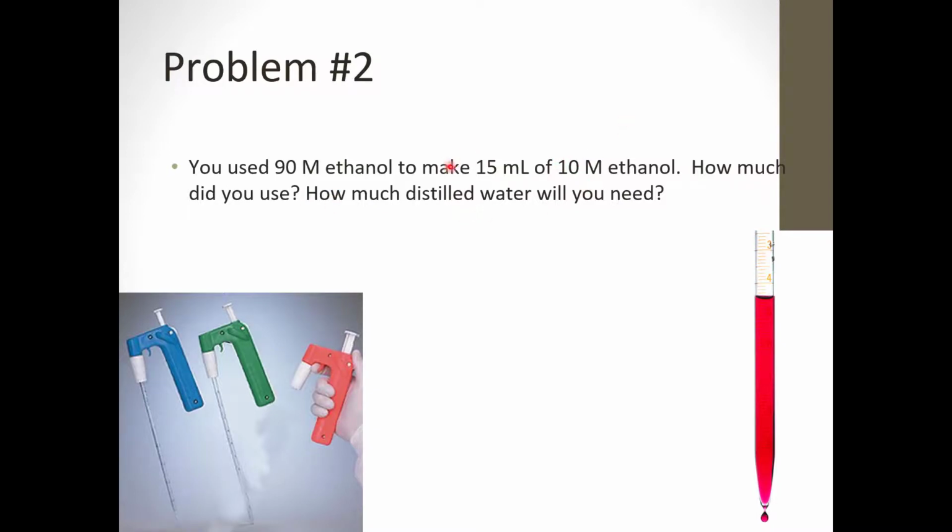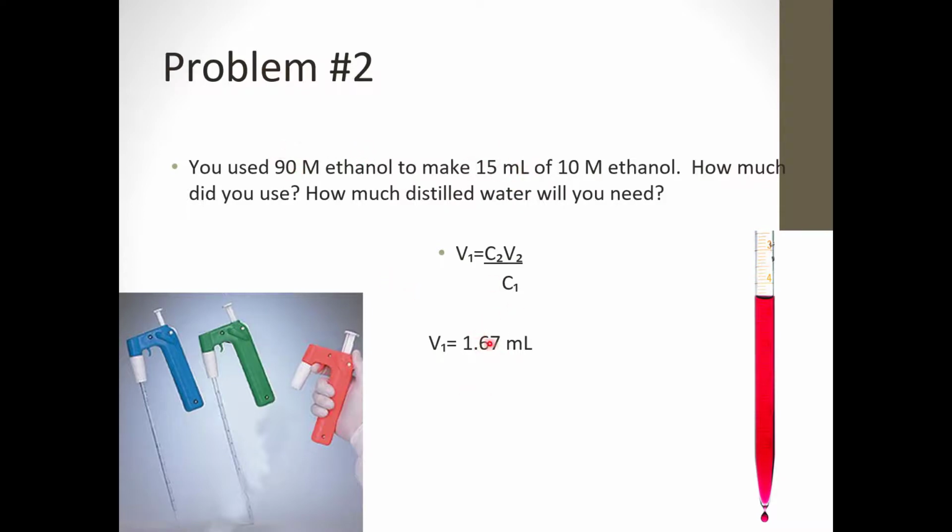Set it up. Once again, you'll take this times this over this. It's the same equation as the last example: C2 times V2 over C1. So you get 1.67 mils. So we know we made 15 mils, and we know we used this much stock solution. Notice these two numbers are very different. We used this much of this stock solution to make this.